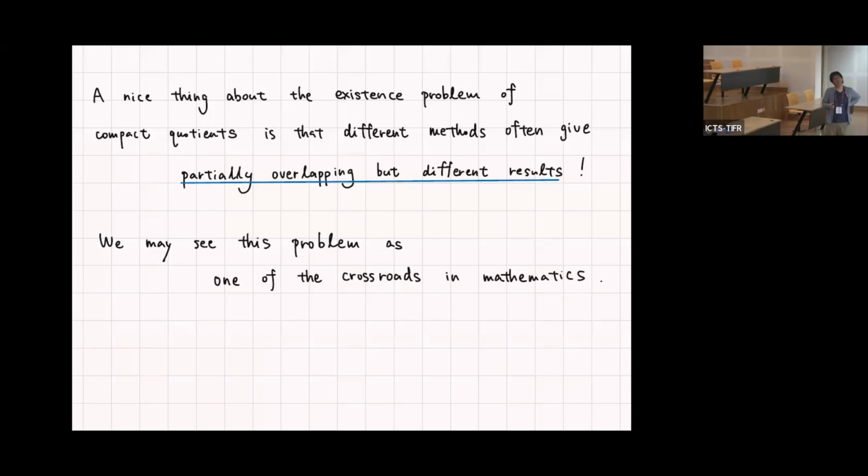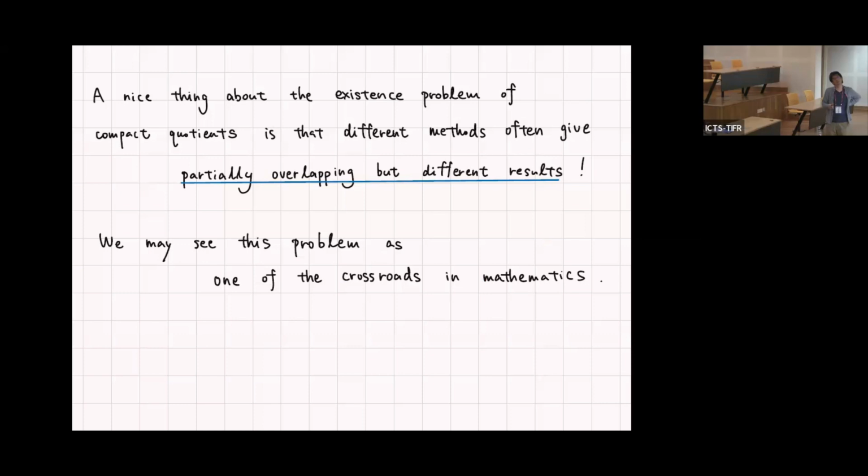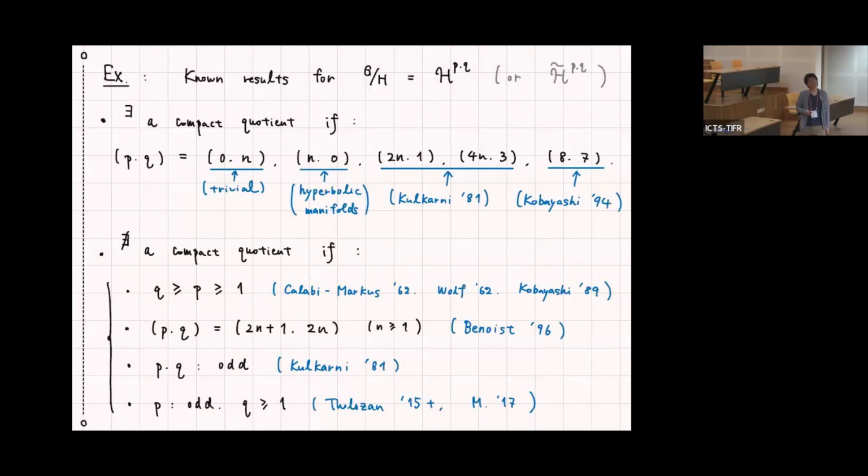Okay, and the nice thing about this existence problem, the compact quotient, is, as I said, there are a lot of different methods. And also these different methods often give partially overlapping but different results. So you can say that it shows the depth of this problem. And one can say that this problem is one of the crossroads in mathematics.